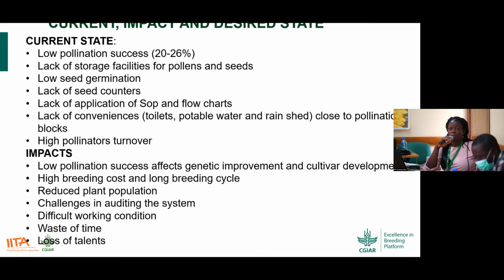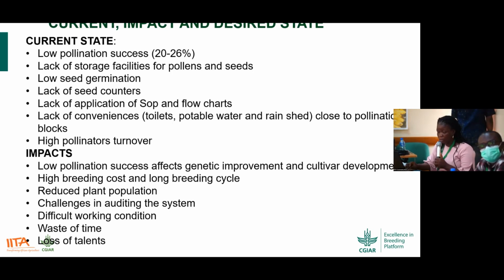Then we cannot audit the system. You need data to know who does what and when. Who did this pollination in this year? That kind of system is not there, so we have a challenge in auditing the system. Then the lack of conveniences around the pollination blocks creates difficult working conditions. A lot of time is wasted and talent is equally lost. Next slide, please.